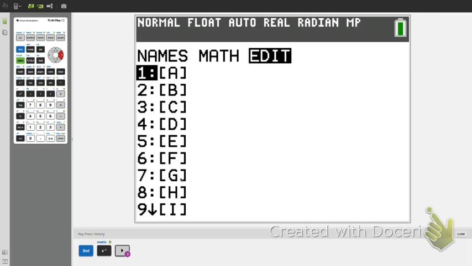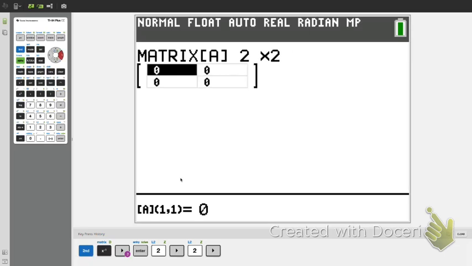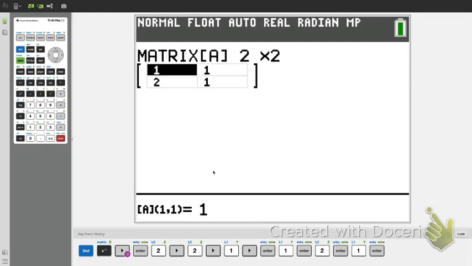So over here under edit, I'm going to hit enter next to A. First, you need to tell it the size. The size of this matrix for the coefficients is 2 by 2. This is because I have 2 variables, 2 equations. If I am looking at number 9 on this page, I'm just going to enter the numbers in front of the x's and y's. So I'm going to go ahead and put 1, 1, 2, 1. We all agree those are just the numbers in front of the x's and y's?